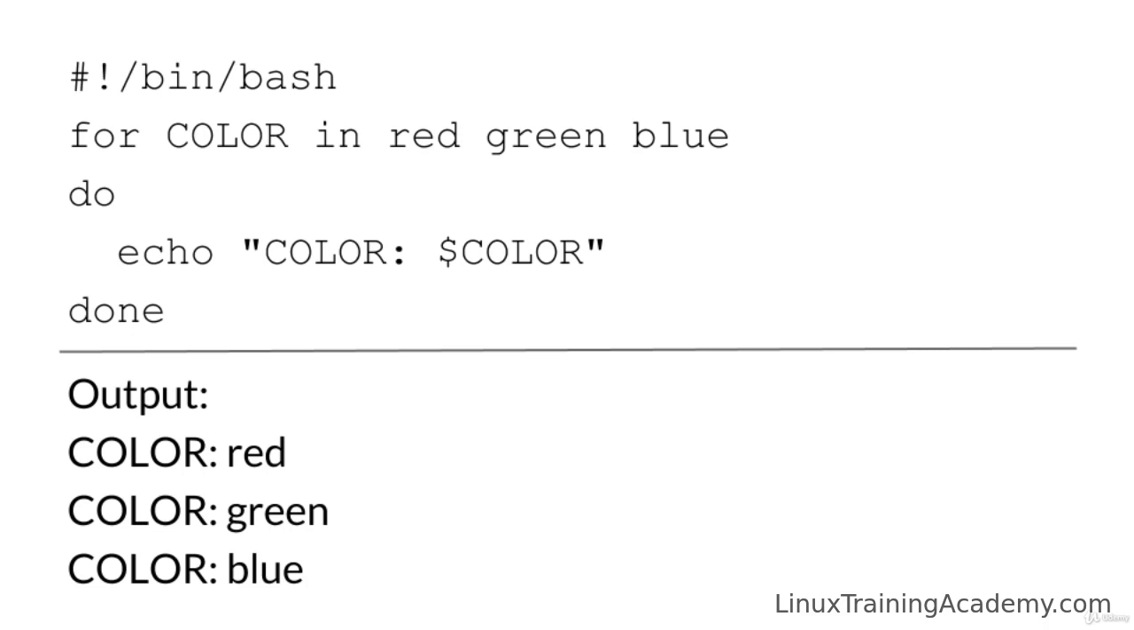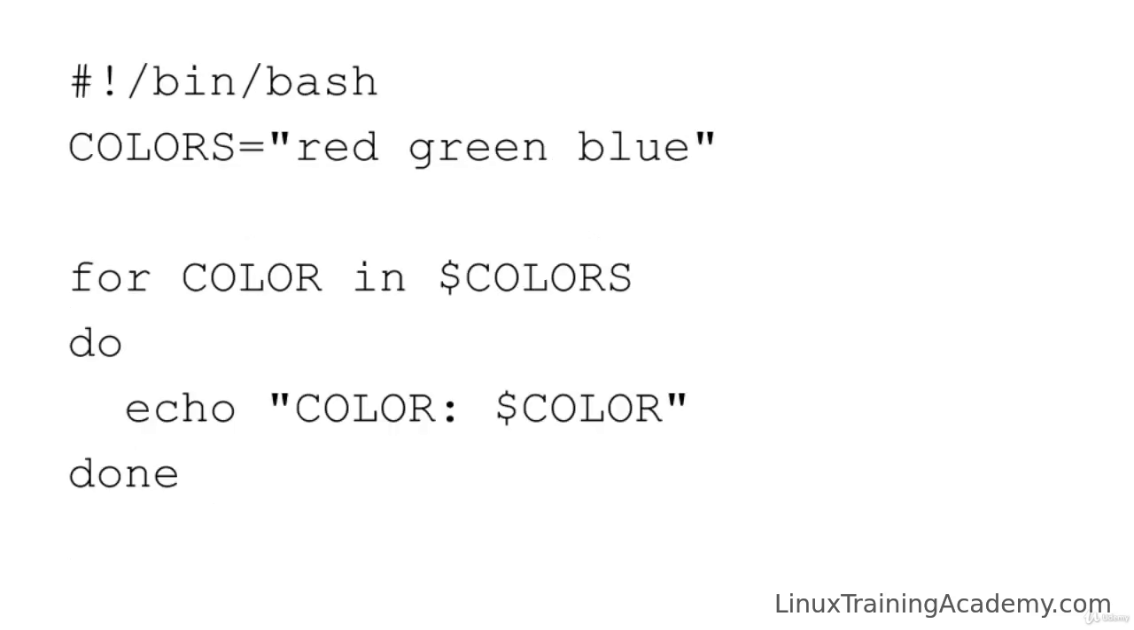The first time, red is assigned to the variable color, and the echo color command is run. And the second time, green is assigned to color, and the third and final time, blue is assigned to the variable color, and the command is executed. It's also a common practice for the list of items to be stored in a variable, as in this example.